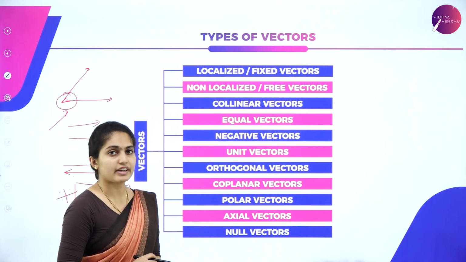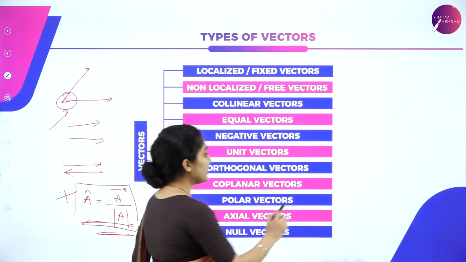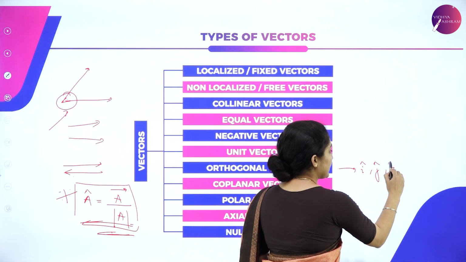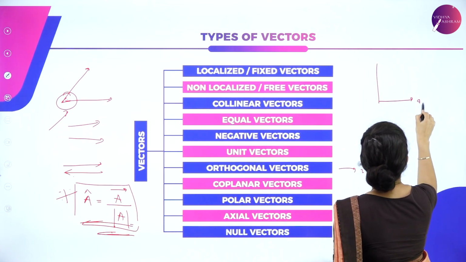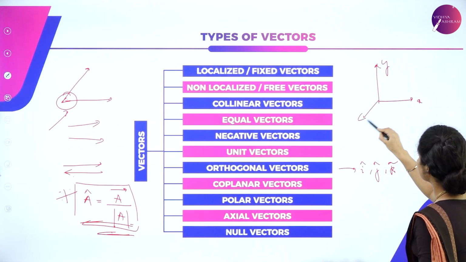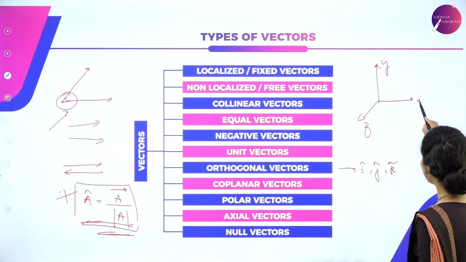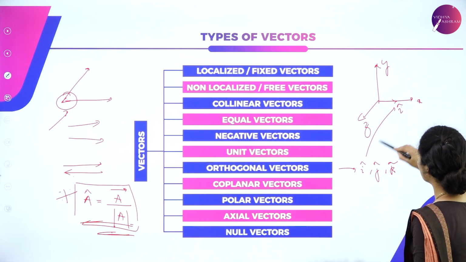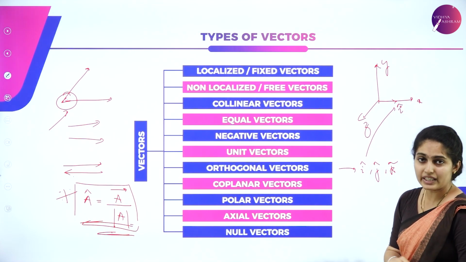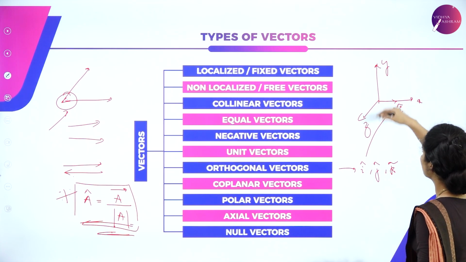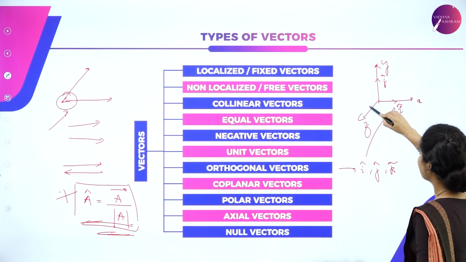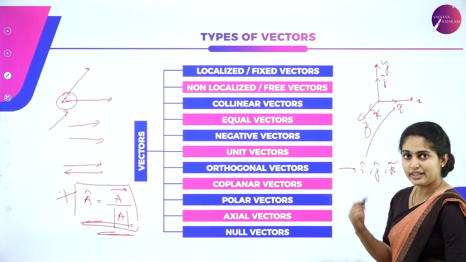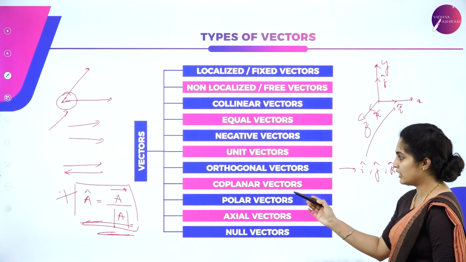And orthogonal vectors are the vectors which have the i cap, j cap, k cap concept. So if we have x-axis, y-axis and z-axis, with respect to x-axis, the unit vector which is associated is i cap. Okay, i cap is an orthogonal vector. With y we have j cap, with z we have k cap. This is how exactly the following terms go with respect to orthogonal vectors.